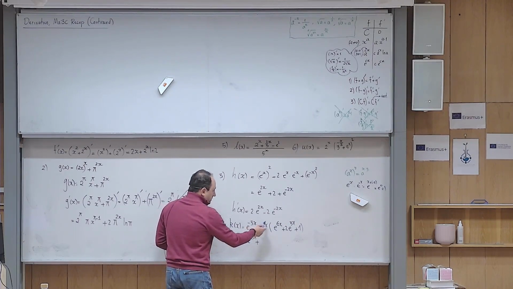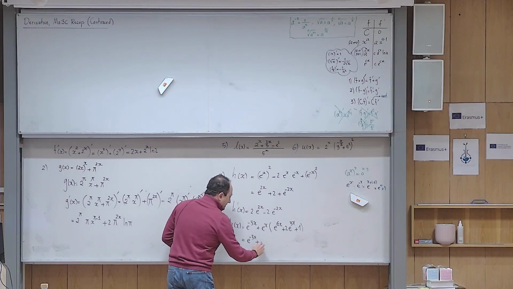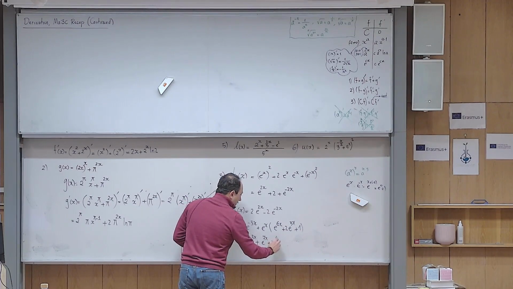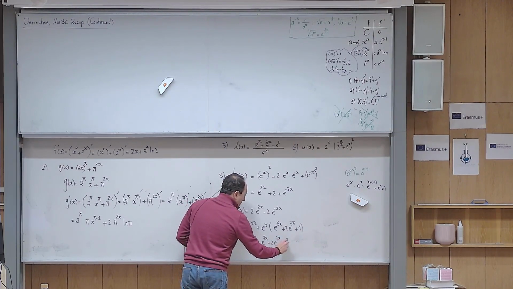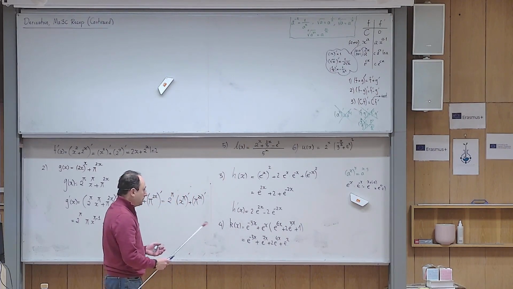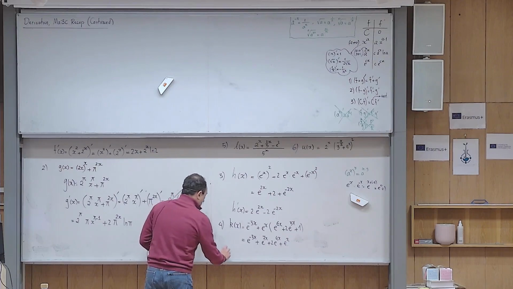e to the power x times e to the power 6x becomes e to the power 7x. The next one becomes 2e to the power of 4x, and finally e to the power x. Everything ready now, yes? Because I have a combination of those bunch of functions that I know how to differentiate.